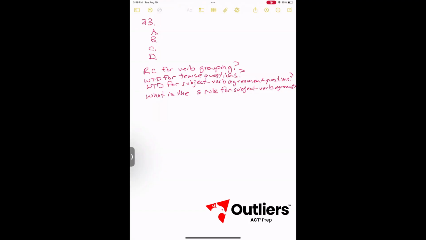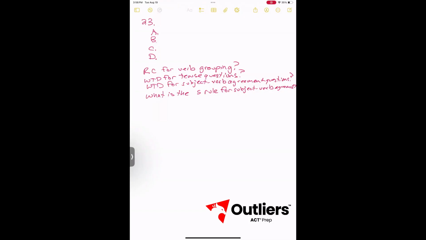What to do for subject verb agreement questions. You find the verb first. Then cross off all the prepositional, parenthetical, and participial phrases in front of it.